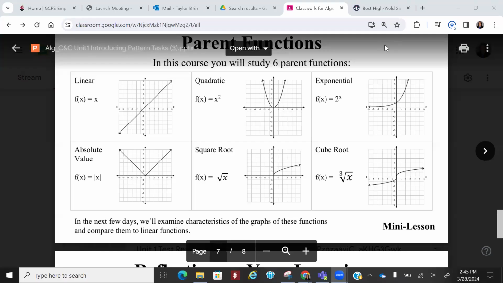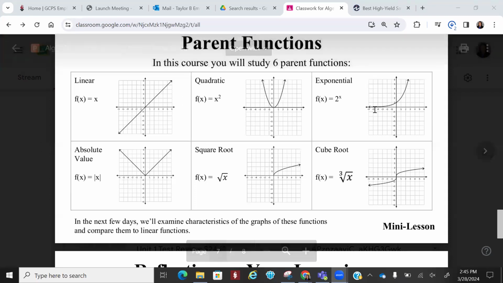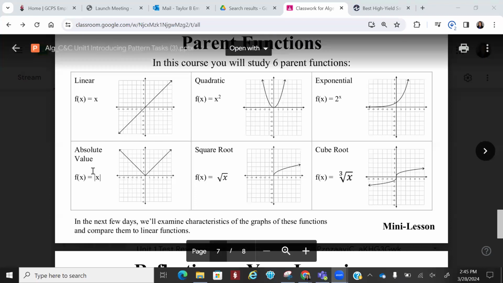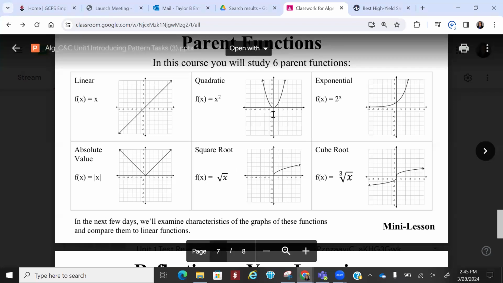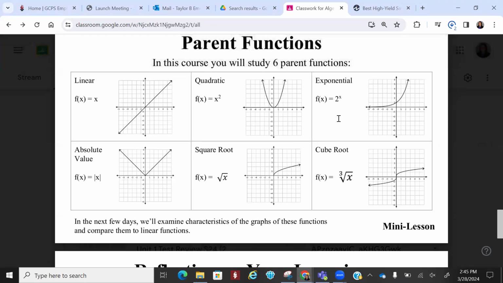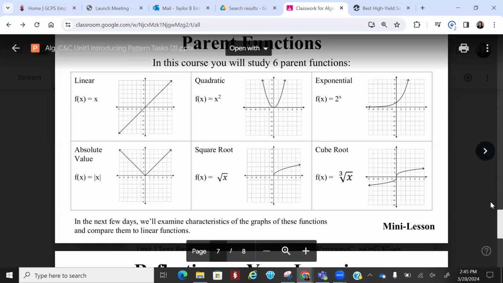Are the six different parent functions. We've got linear, quadratic, and exponential. Those are the three that we've talked about so far. And then we've got absolute value, which has absolute value bars, square roots, which have the square root, and cube root, which has the cube root symbol. Okay, so you need to make sure that you know these parent functions, the shape of them, and what they actually look like for the equation.